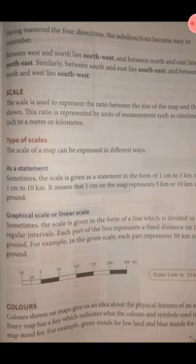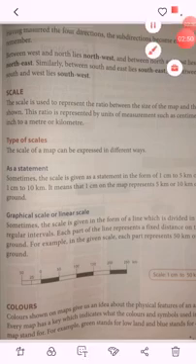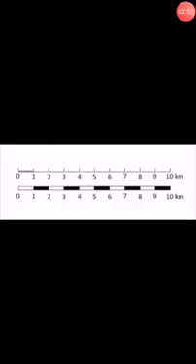First of all, we have read about the statement. Now I am going to show you a scale. Yes, here is the scale. This scale is representing 1 centimeter, starting from 0 and finishing at 10 kilometers on the ground. So this is a picture of the scale. Now we are coming to the next point.